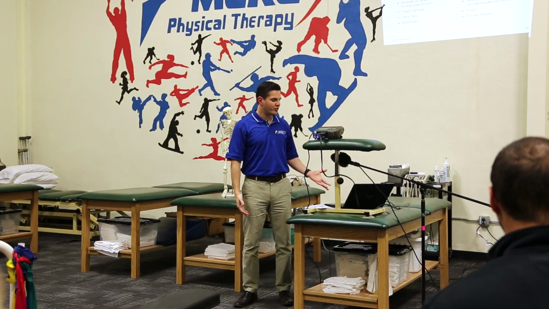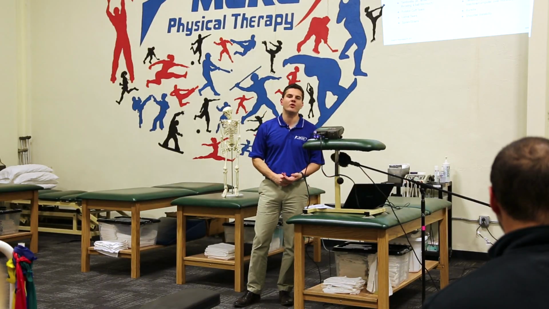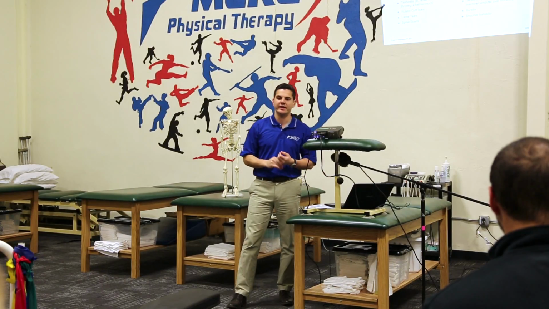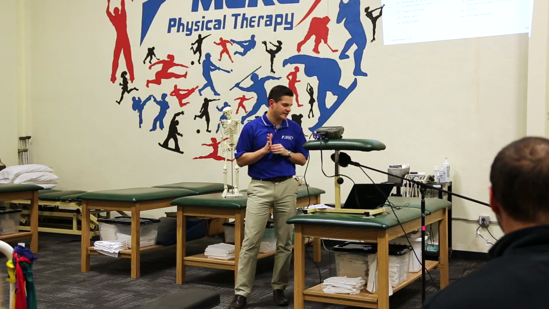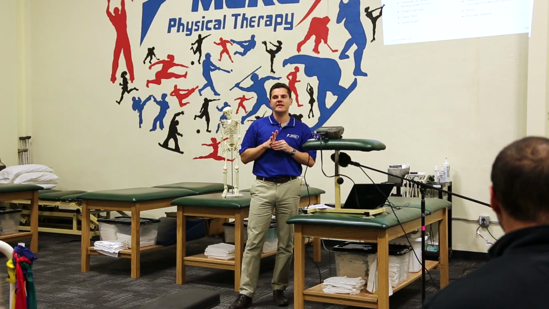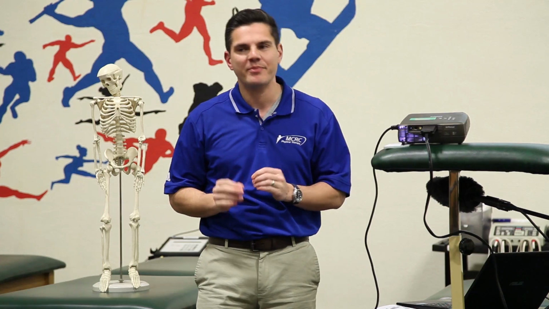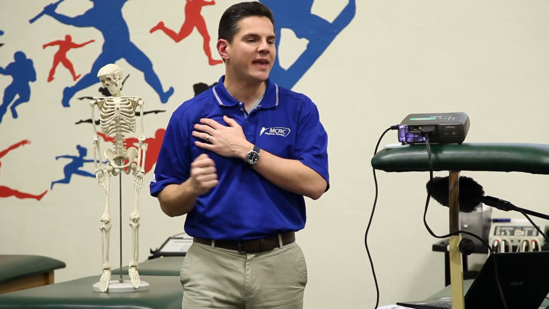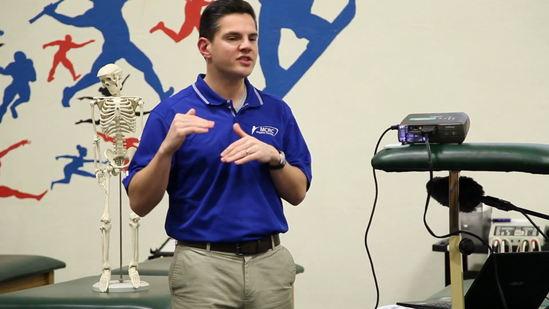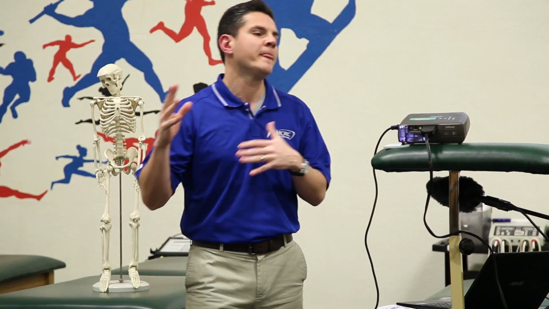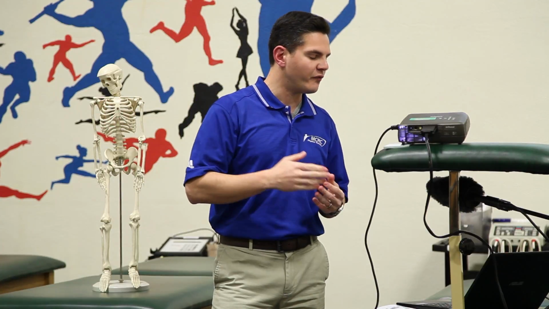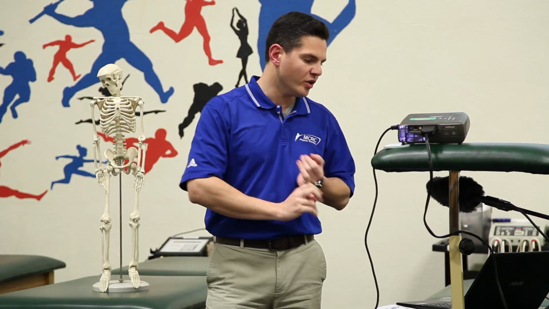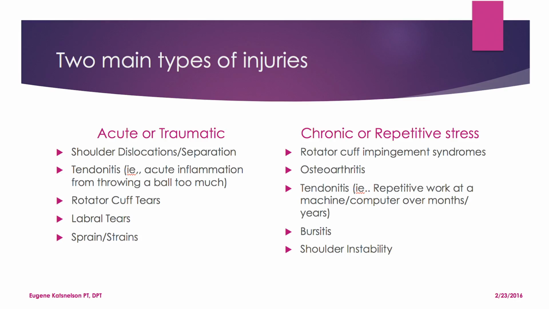Those do happen pretty often, but most of what we see here in the clinic and what I treat is chronic or repetitive stress injuries, which are one of those things where you don't really know exactly when it happened, but you wake up one day and you have pain, or it just slowly starts to get worse and worse and worse over time. Those are the most common things that happen in the shoulder: rotator cuff impingement syndromes, which we're going to discuss, osteoarthritis, tendinitis, bursitis, and shoulder instability, which can develop over time.